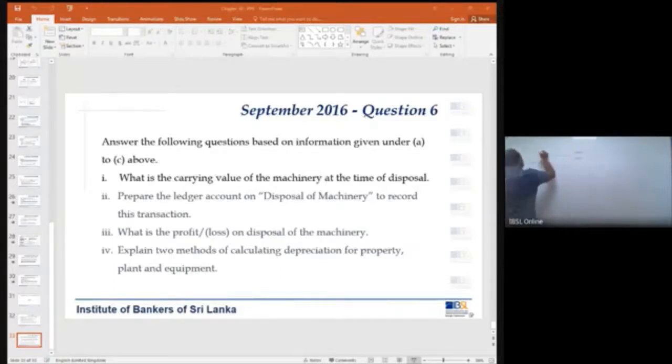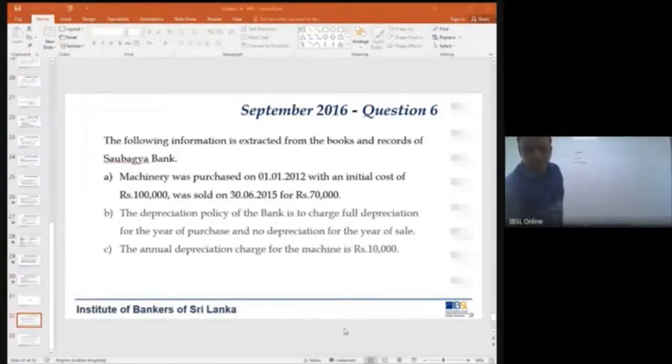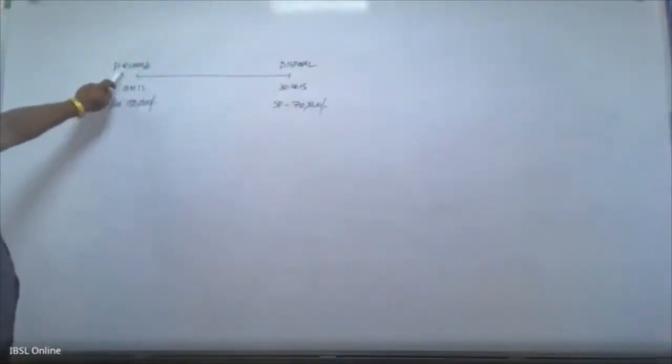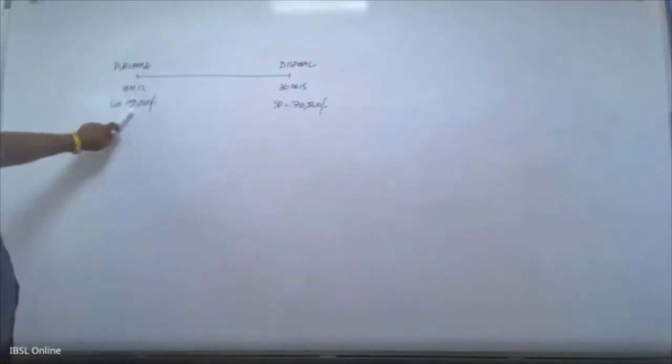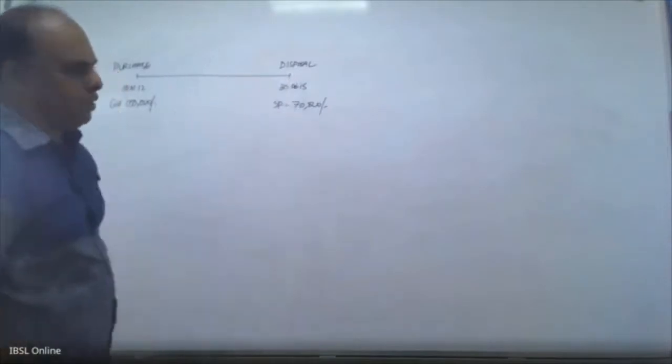Disposal, purchase, and the selling price is 70,000. Right. So if you look at the question, look at the board. This is the information that I have. On 1st of January 2012, I purchased for 100,000, and on 30th June 2015, I disposed for 70,000.